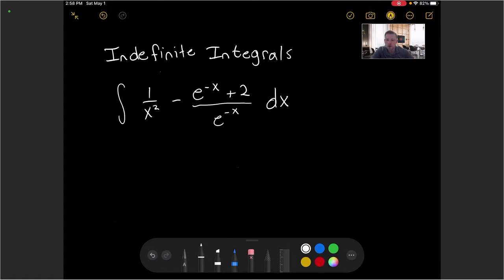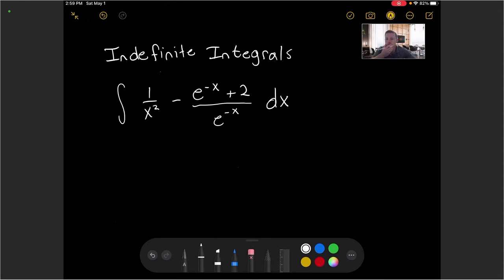Welcome. In this video, we'll take a look at an indefinite integral involving the exponential e to the x function. So let's consider what we have. We have the integral of 1 over x squared minus e to the negative x plus 2 divided by e to the negative x. So this looks very complex at the onset, but I assure you this actually can be broken down pretty quickly with just our algebraic rules.